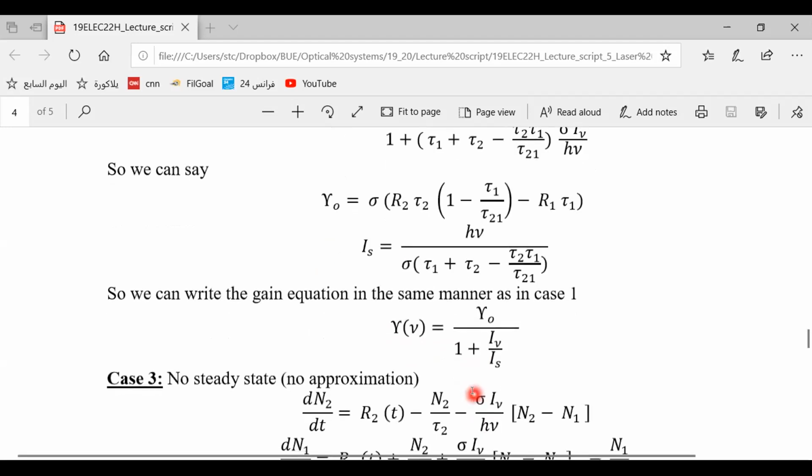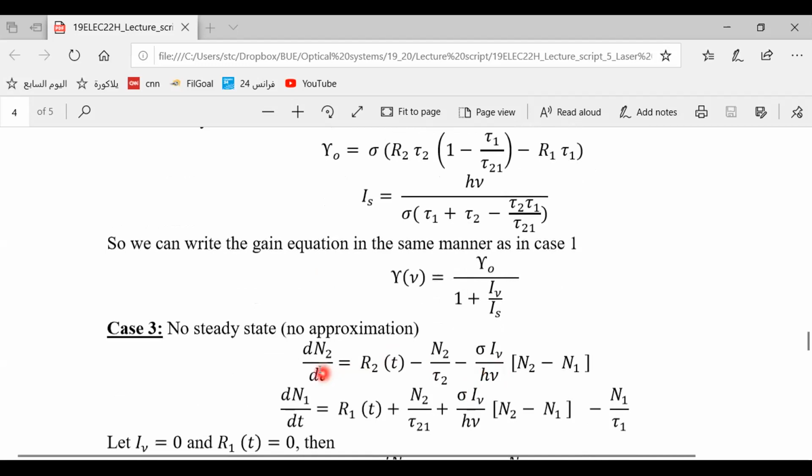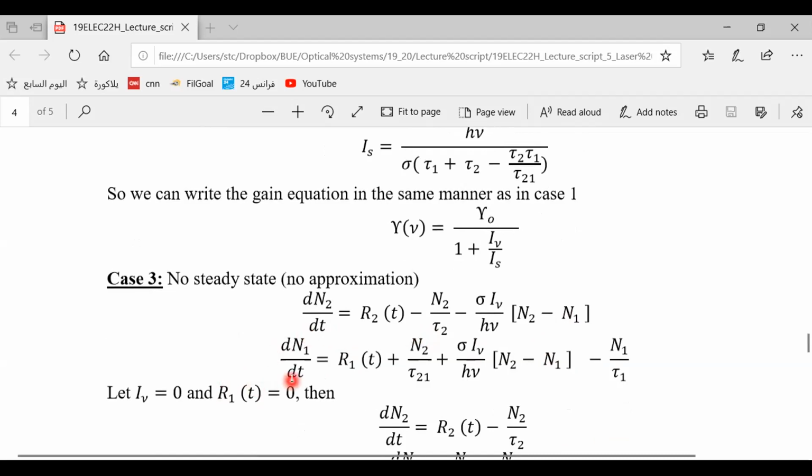Now let's do the third case, where we will not assume a steady state. We are starting to make it a general differential equation. Now we are starting to solve a differential equation. Again, this is not required from you mathematically, just the concept is required. So this is the general rate equations, as you can see. But in order to make this rate equation a bit simpler, we will have to make two logical assumptions, which are, we will assume that R1 is equal to 0.